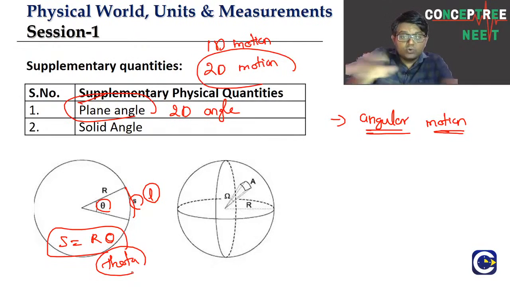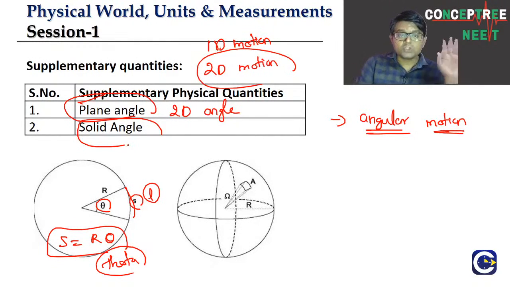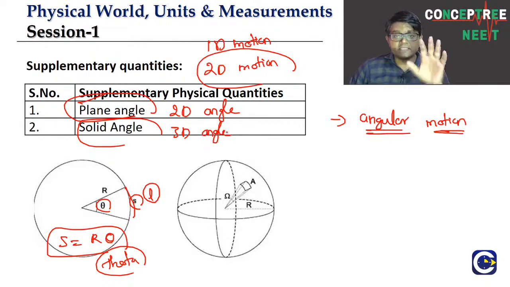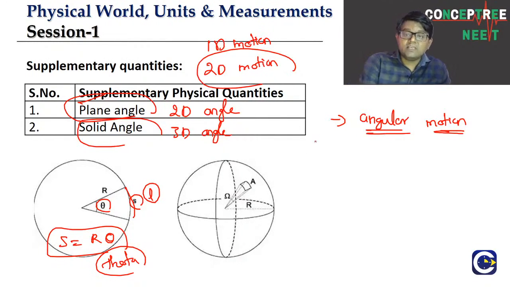This is the 2D angle. Next is the solid angle, which is actually a 3D angle. For this one we just have to know the definition, because like luminous intensity, we are not going to use this in our physics. We don't have the actual 3-dimension problem in our plus 1 plus 2 syllabus physics. We don't have the real 3D. What we have is just the 3D word of visualization.